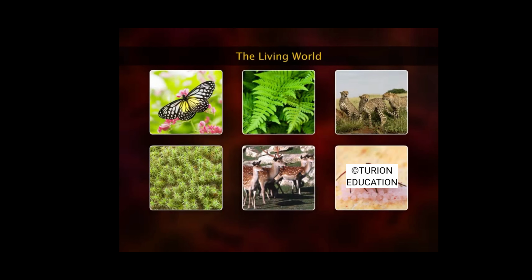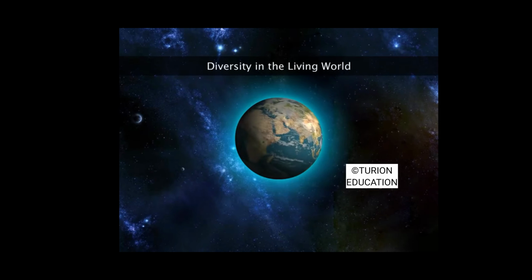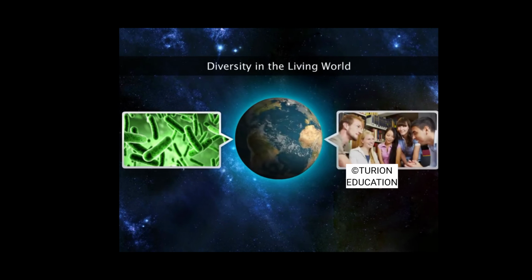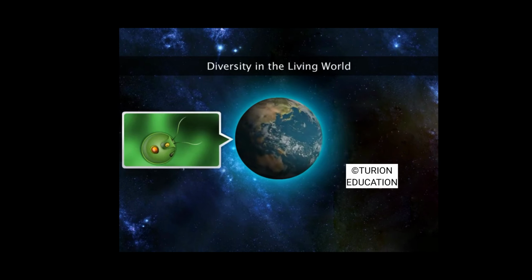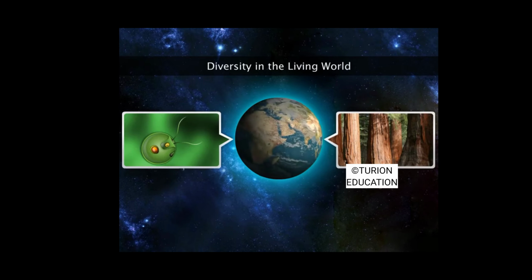The vast diversity of the living world is far beyond our imagination. Life ranges from unicellular bacteria to multicellular animals, including humans. From unicellular plants such as algae to giant redwood trees that are more than 300 meters in height.